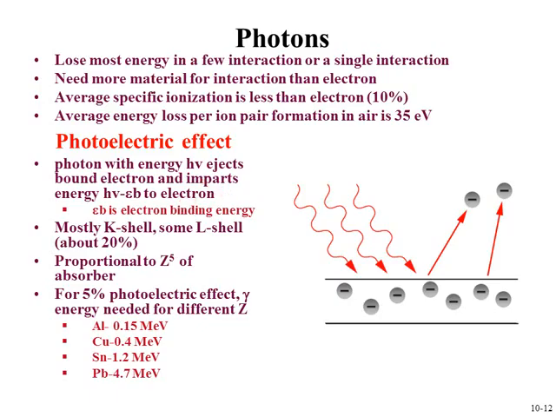Most of these photoelectric electrons come from the K shell, and the degree of the photoelectric effect is proportional to Z, shown here, Z to the 5th of the absorber. So as an example, for 5% photoelectric effect, the gamma energy needed for different Z's is shown here. So for a higher photoelectric effect, one would use a lower Z.